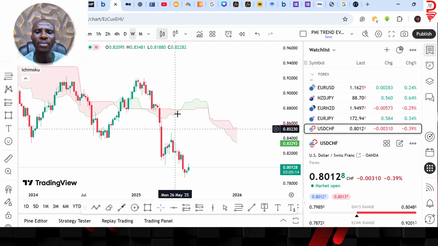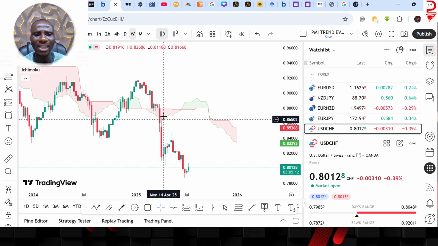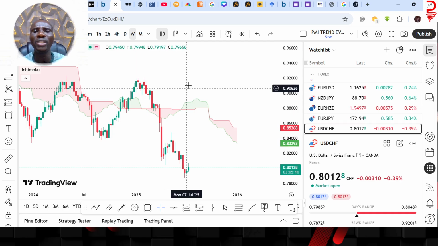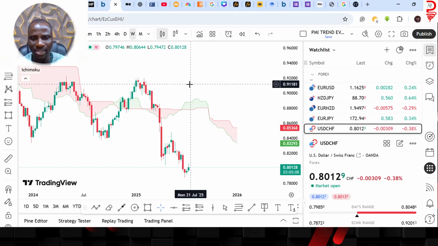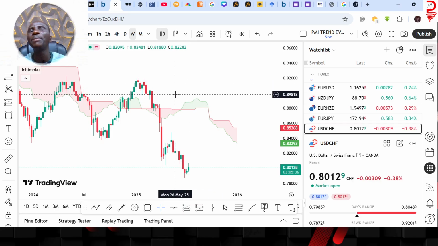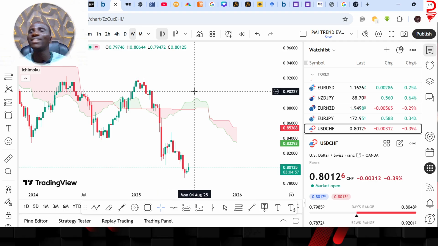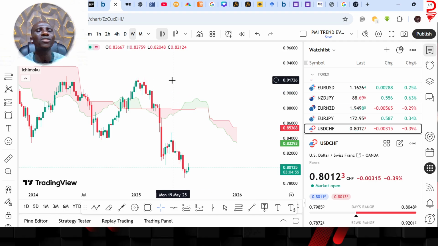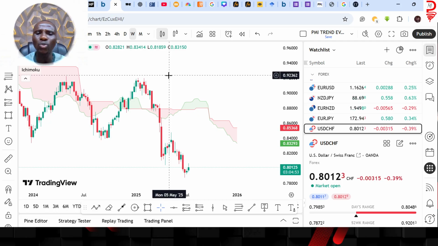Now you have gauged this market, and this market is on a sell directional bias. So it means you will only be selling USD CHF, you will only be selling as long as the price is below the cloud. There is no news, there's nothing that should make you take a buy on this trade, especially if you are trading based on our own trading system.